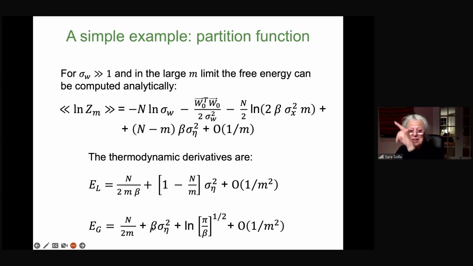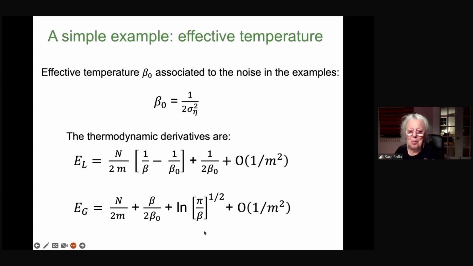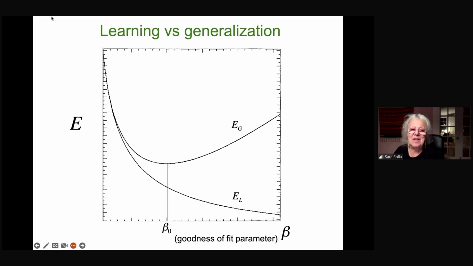The generalization error increases with beta, but it also decreases because of this log of 1 over beta, and this competition between this linear growth with beta and the minus log of beta is precisely what gives us this non-monotonic behavior of the generalization error. And moreover, it gives us the minimum at a very meaningful value of beta, which is beta 0, which is 1 over twice the sigma squared of the noise.